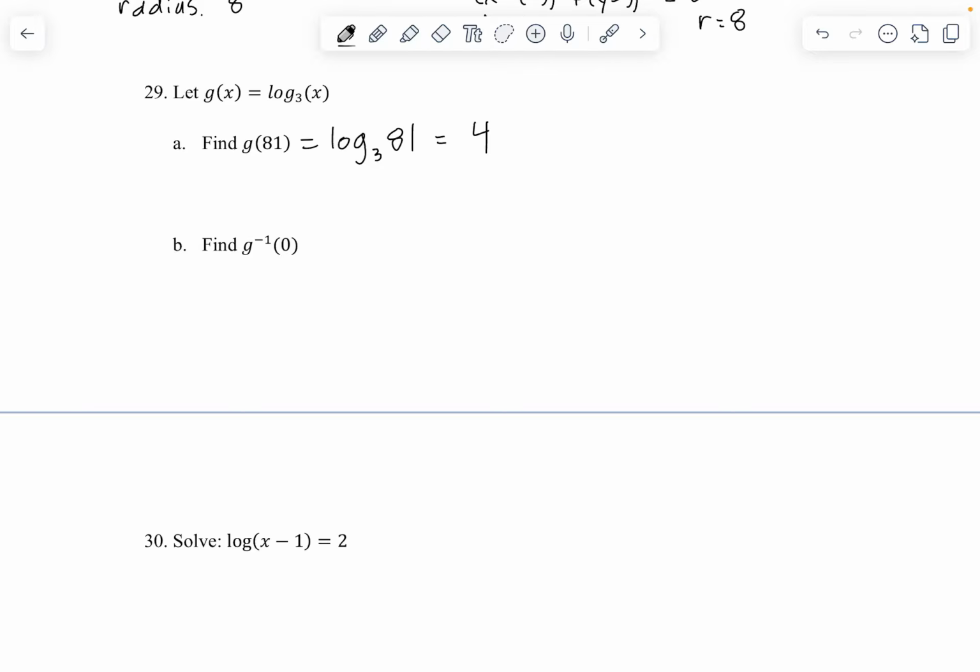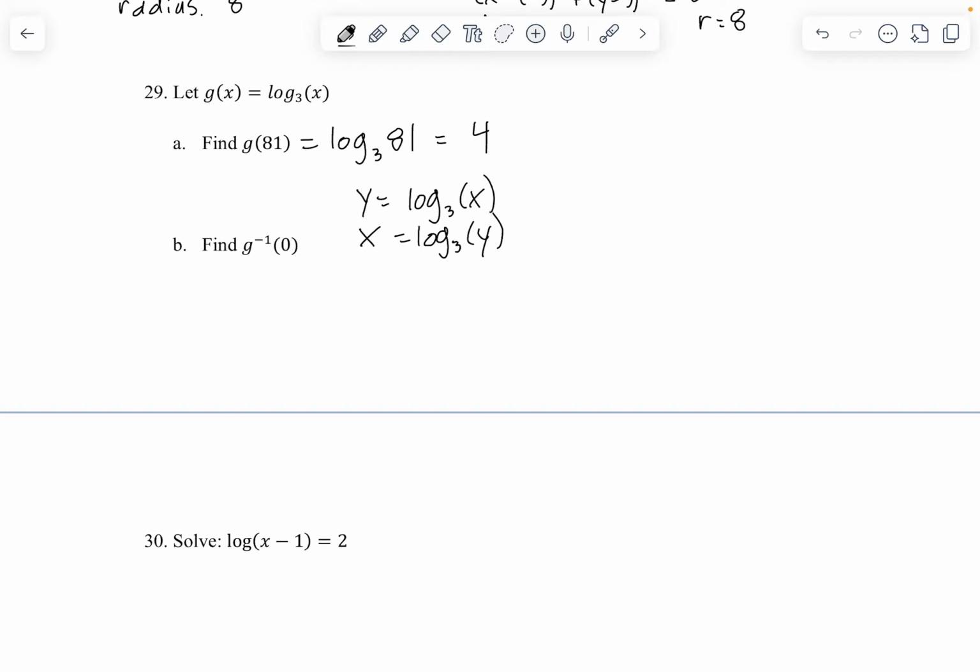Then it says find g inverse of 0. So for this, we first need to know what is the inverse function. An inverse function is one where the x values become y values and the y values become x values. So my original function is y equals log base 3 of x. And what I'm going to do is interchange the x and the y values. So I get x equals log base 3 of y. And I want to solve this for y.